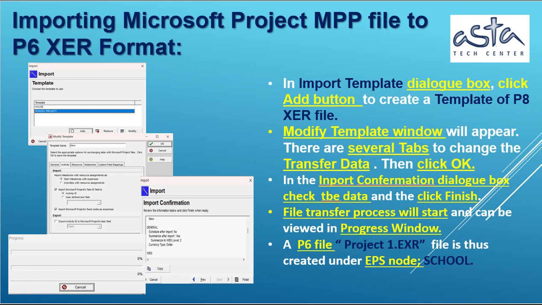In Import Template dialog box, click Add button to create a template of P6 XER file. Modify Template window will appear. There are several tabs to change the transfer data. Then click OK. In the Import Confirmation dialog box, check the data, and click Finish. File transfer process will start, and can be viewed in Progress window. A P6 file Project 1 XER file is thus created, under EPS node, School.